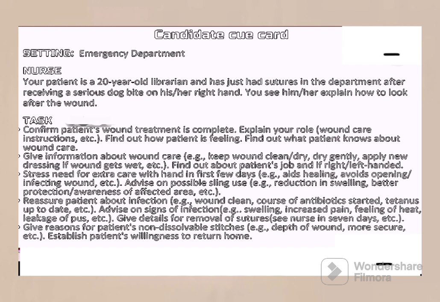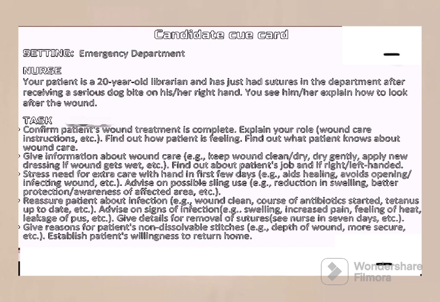Today we will see one among the exam role play cards. This is related to a dog bite and wound care. So you can see the setting is the emergency department, and you have been provided with some instructions: your patient is a 20-year-old librarian and has just had sutures in the department after receiving a serious dog bite on his or her right hand. You see him or her to explain how to look after the wound.